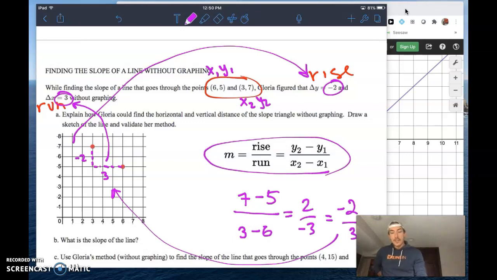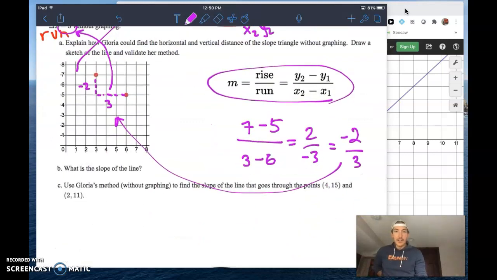All right. So what is the slope of that line? Ladies and gents, we just found it. It is -2/3. And then use Gloria's method without graphing to find the slope of the line that goes through these 2 points. And this is something I'm going to leave as a challenge for the viewer. So as you're watching this, give this a shot. You can use that formula. I promise it's going to check out.